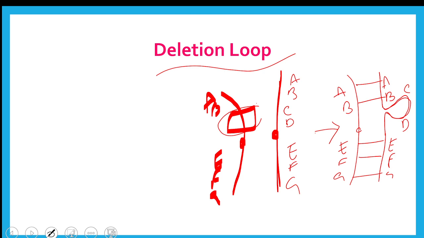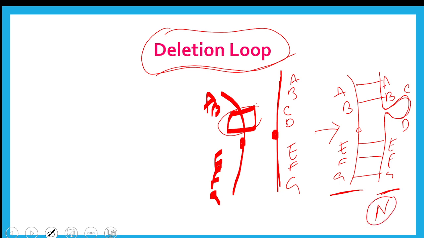And such loops are called deletion loops, by which we can identify a structural change. And you have to remember that this deletion loop occurs not in the chromosome where deletion has taken place, but in the chromosome which is normal. So deletion loop is always seen in a normal chromosome, but not in the chromosome where the structural mutation has taken place. Clear? Any doubt? Good.